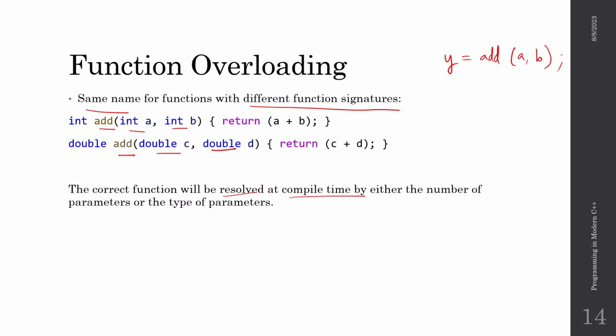So the correct function will be resolved at compile time by either the number of parameters or the type of parameters. Basically, if your a and b are integers, then the first one will be called. But if your a and b are double, then the second one will be called. Now let us say you give one integer and one double, then it will show a compiler error, because there is no option to do that. Either both have to be integer or both have to be double. This is function overloading.